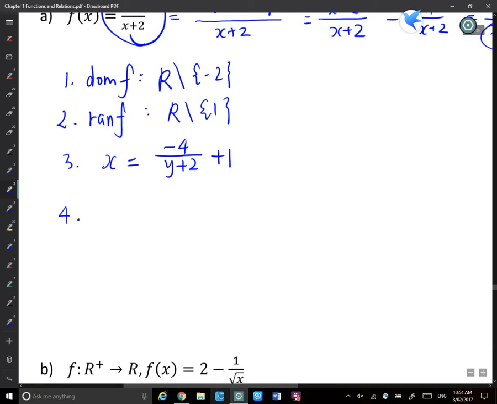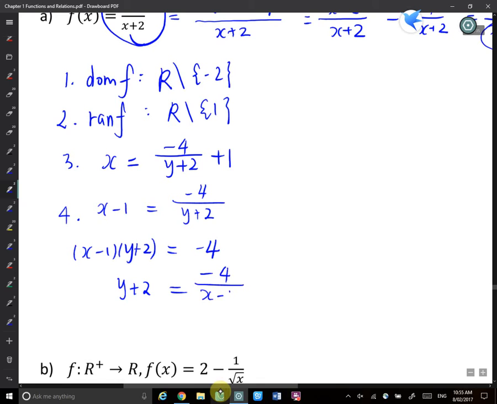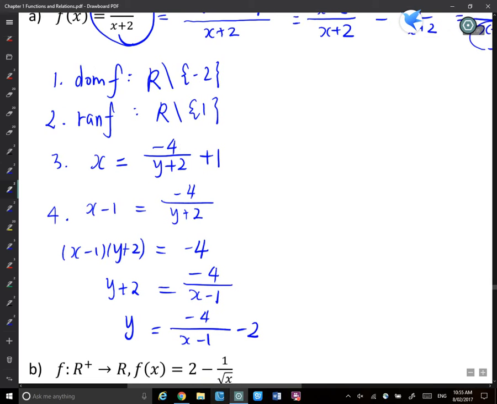And number 4, I want to make y the subject. So I have x minus 1 equals -4 over y plus 2. And I can multiply by y plus 2 on both sides of this equation, and I can divide by x minus 1 on the other side. And y equals -4 over x minus 1, subtract 2.